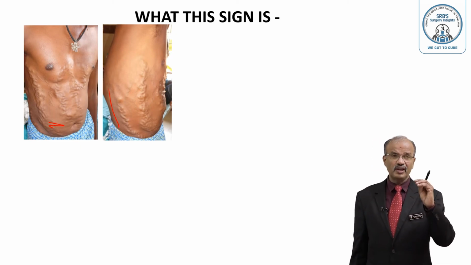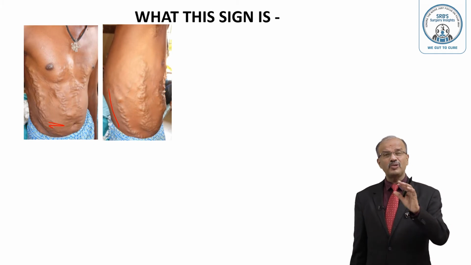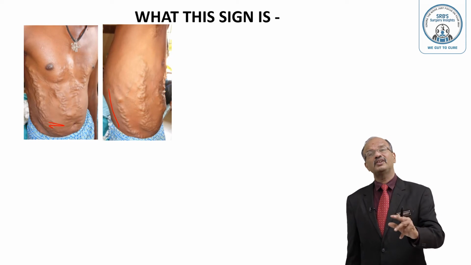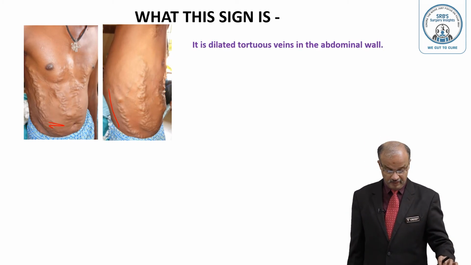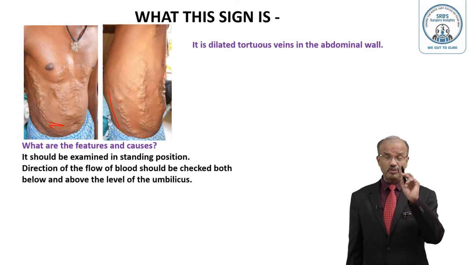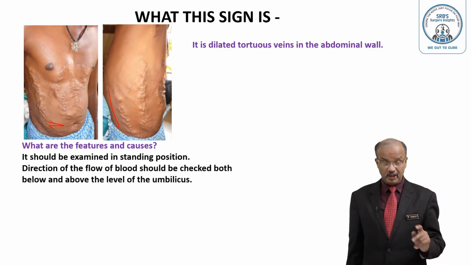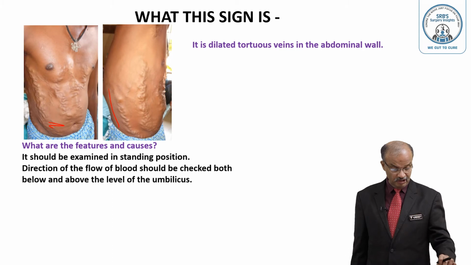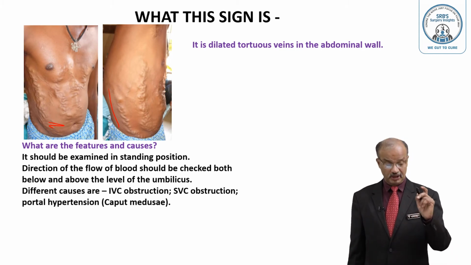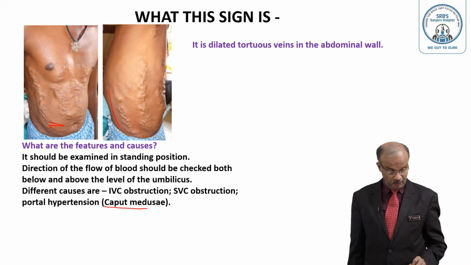So these are the three inferences you have to remember. It is not an uncommon thing; it is a common, basic clinical sign which you have to remember. I already told you the features and causes. Always examine in standing position. Flow should be checked above and below the umbilicus. Different causes: IVC obstruction, SVC obstruction, and portal hypertension, which is called caput medusae.